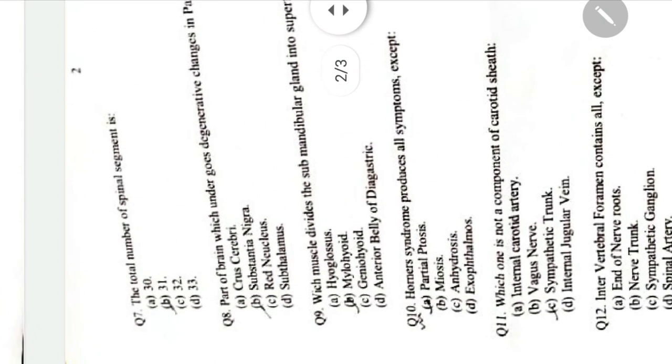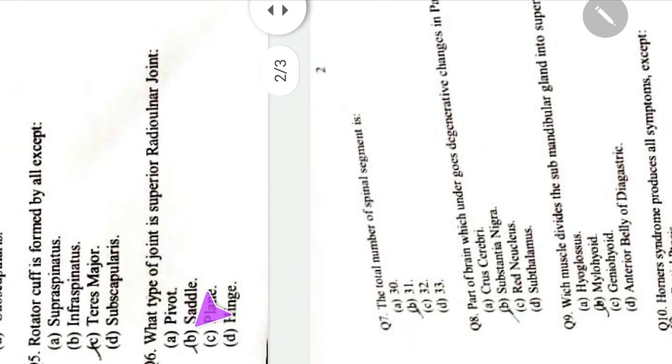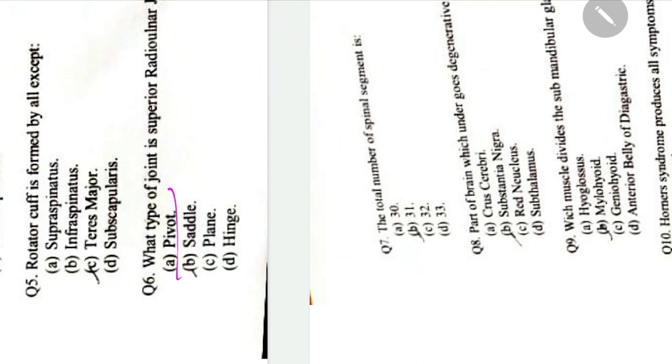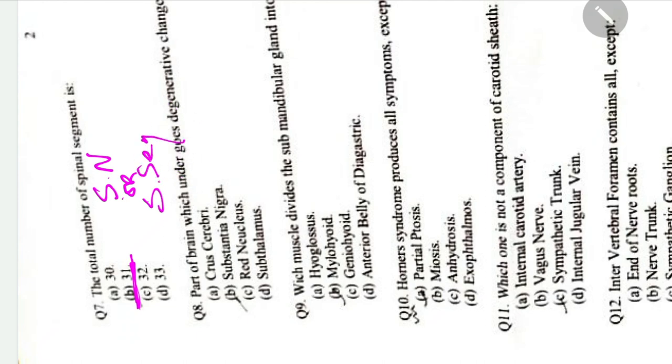Now question number 7: total number of spinal segments. Of course, the answer is 31 spinal segments and 31 spinal nerves you have. And by the way, what was the answer? Yes, I have ticked the answer here. No doubt, it's done. Pivotal joint was the answer for superior radioulnar joint. Then total number of spinal segments: spinal segments is equal to number of spinal nerves. So let's revise how many spinal nerves we have. Spinal nerves or spinal segments is the same thing, right?